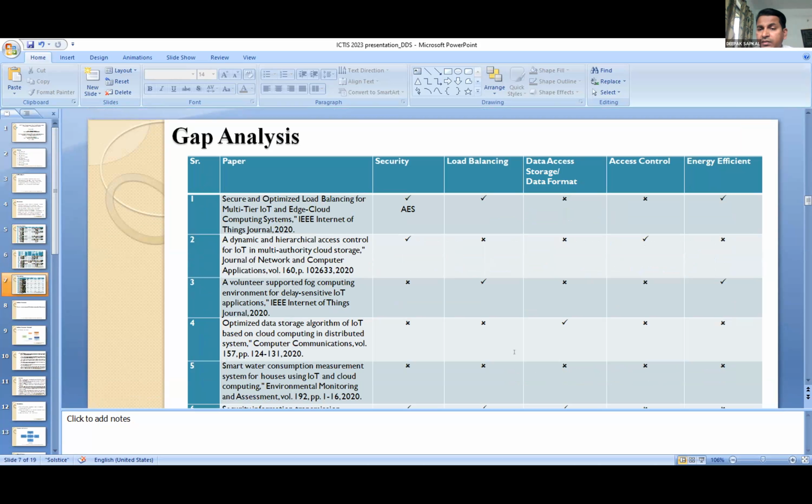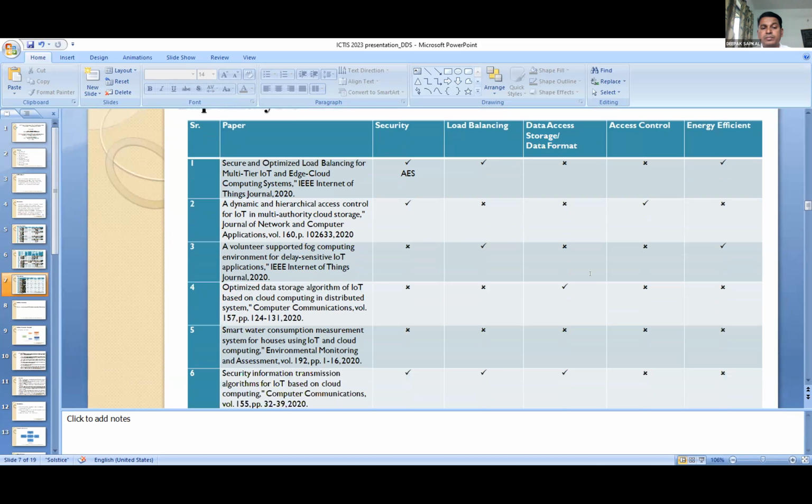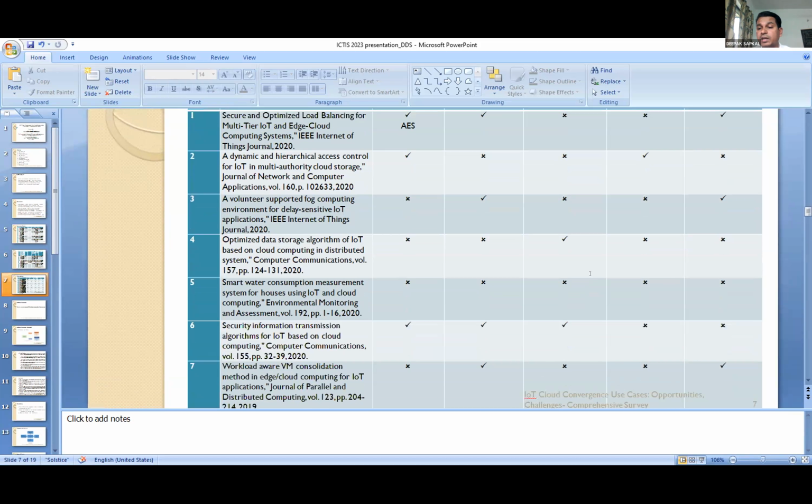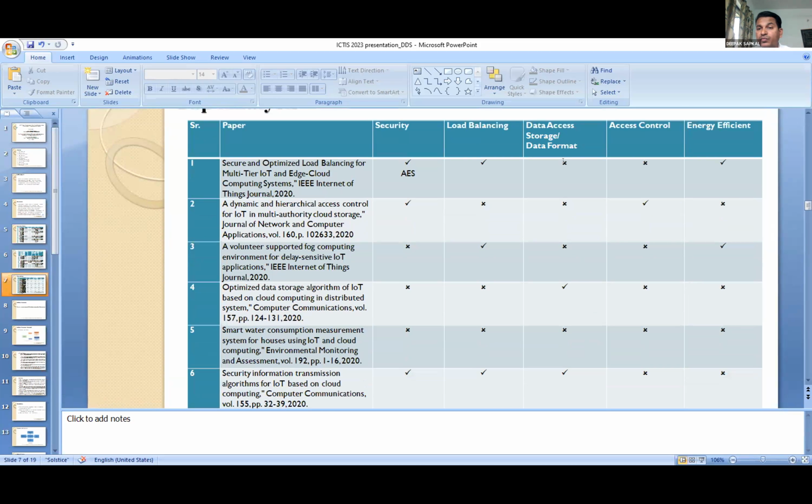From these, I found certain things with respect to security, load balancing, data access, storage, data format, access control, and energy efficiency. The first paper gives security, load balancing, and energy efficiency, but is lacking in data access and data format storage. Even access control is not much available in this paper. The second paper gives security and access control, but not other aspects. If you see these 8 papers, there are 2 fields lacking: data storage and data format, and access control.